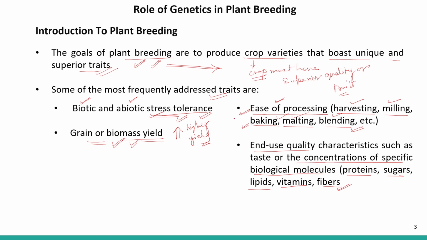The goals of plant breeding are biotic and abiotic stress tolerance, higher grain or biomass yield, ease of processing, that is harvesting, milling, baking, malting, and blending, and also the end-use quality. What is the quality of the crop which we obtain, right? The concentration of specific biomolecules must be at a greater level, that is protein, sugar, lipid, vitamins, and fibers. Okay, so these are certain goals of the plant breeding technique.